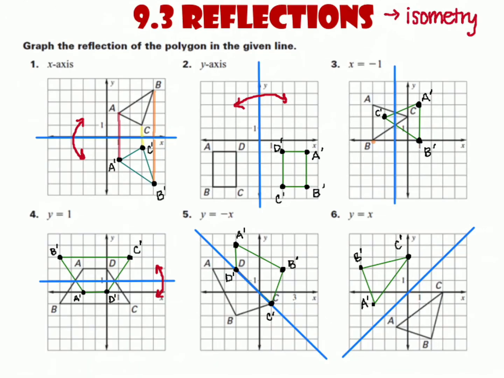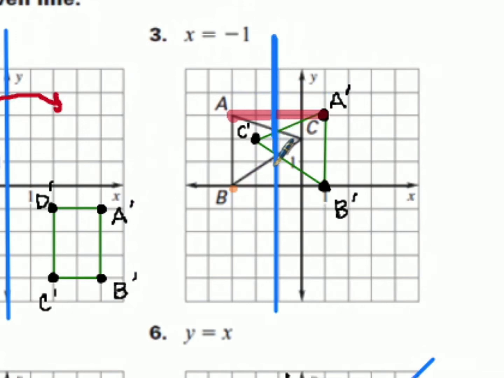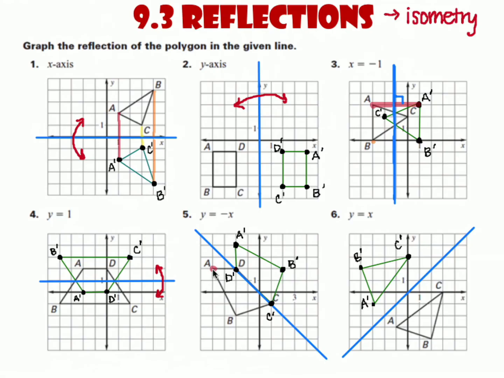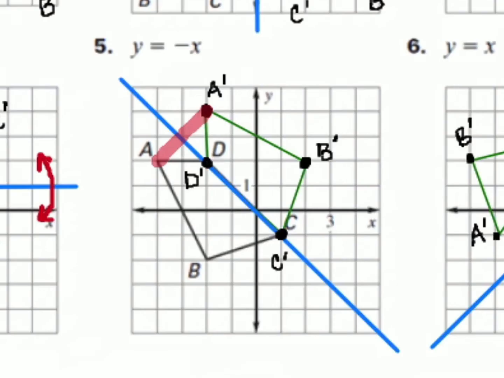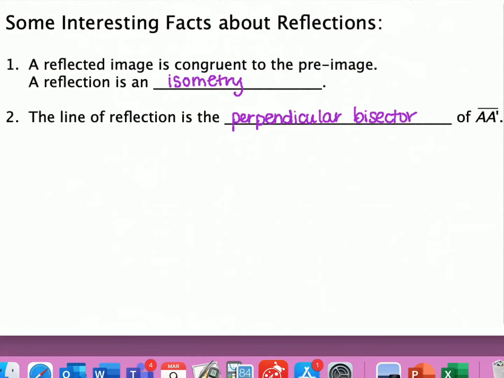Let's look at some of our examples. If we draw in AA prime, the segment, maybe on number 3 here, what we see is that the line of reflection is perpendicular to that segment, and it splits it into congruent pieces, because that's how we designed it. A was 2 squares to the left, so we put A prime 2 squares to the right. If we look at one of these slanty ones, like number 5, AA prime, that segment is right here. And again, you see that the line of reflection is perpendicular to AA prime, and it cuts it in half.